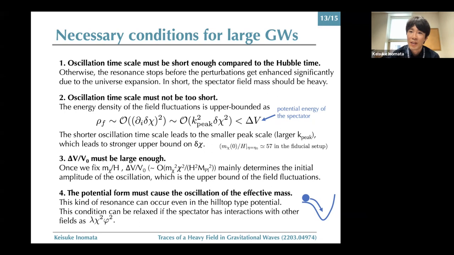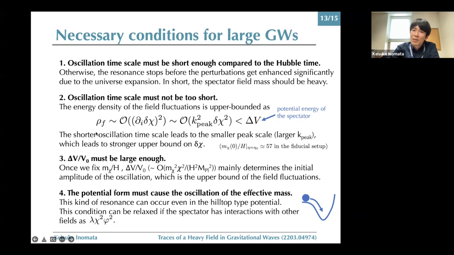So this is the energy density of field fluctuation. This is just a rough estimate, but it can be approximated as this. And this energy must be smaller than the potential energy of the spectator field. The shorter oscillation timescale leads to a smaller peak scale, which means the larger k peak, which leads to the stronger upper bound on delta chi. So this means that the gravitational waves cannot be large if we consider too small a peak scale.